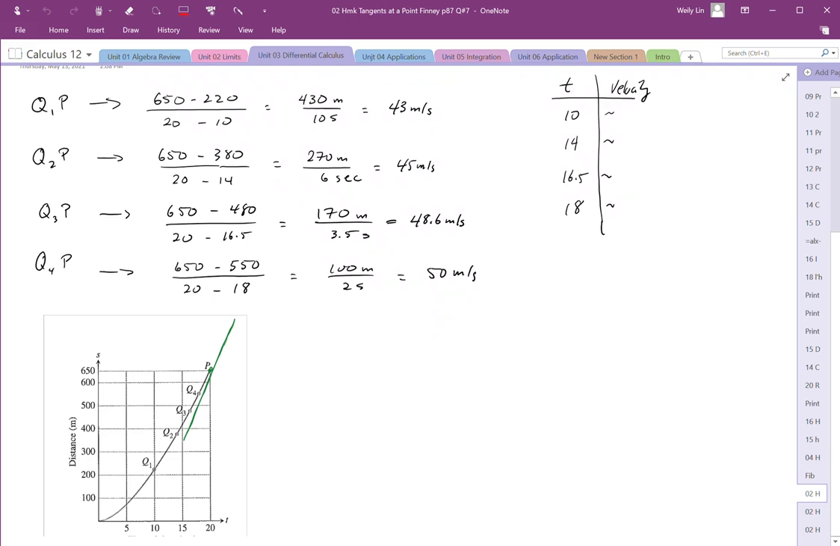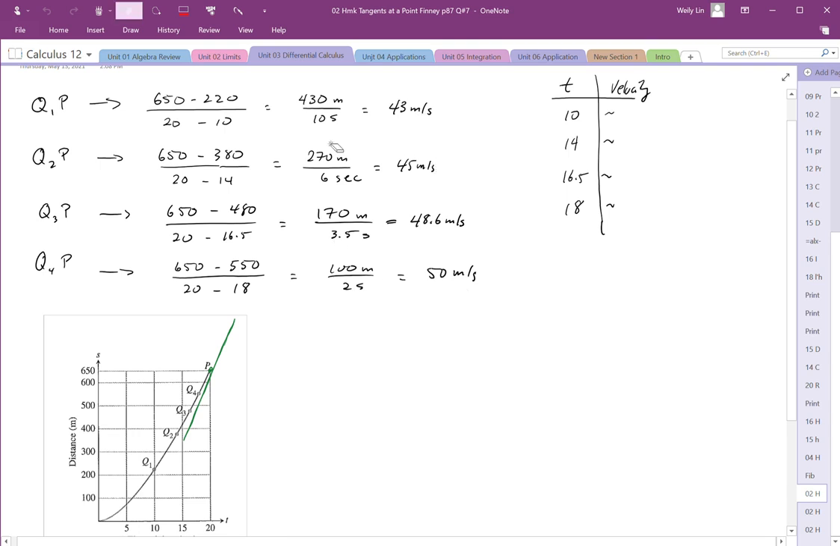Number 7 from the homework, from page 87 of the Finney textbook, gave us this graph and asked us to find the secant slopes from Q1, Q2, Q3, Q4. We've done it here, so I've just shown the slope ratios and simplified them. So we got 43, 45, 48.6 and 50.